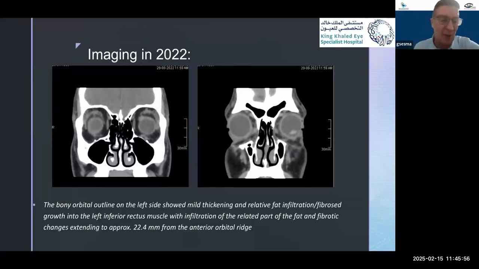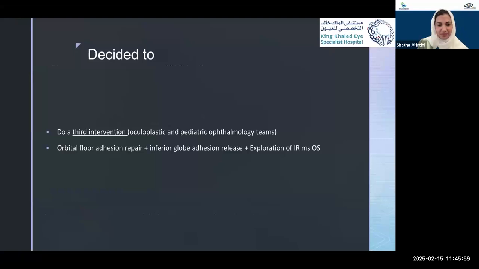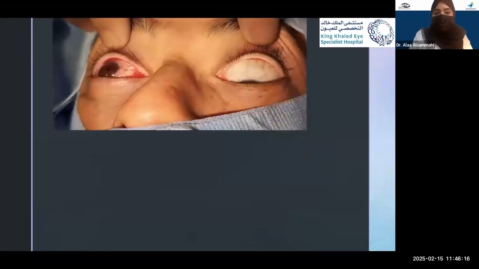Ala, you can keep going. Okay, thank you. So we decided to do a third intervention, joining our colleagues in the oculoplastic team, to do orbital floor adhesion repair plus inferior globe adhesion release plus exploration of the inferior rectus, with a force reduction test. This is the patient on the table.